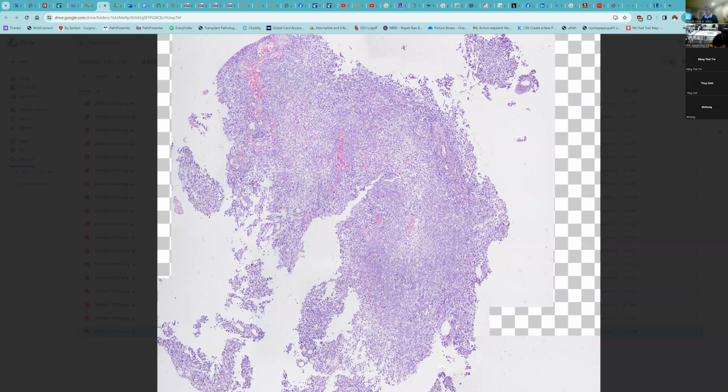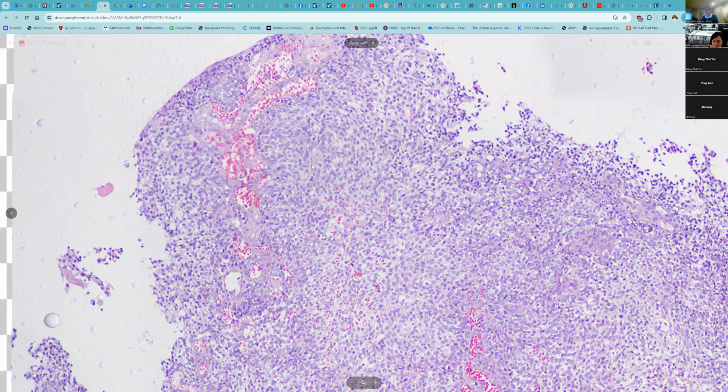Yeah, it has a vascularity. Yeah, I see that here. Some delicate vessels, sort of endothelial hyperplasia.